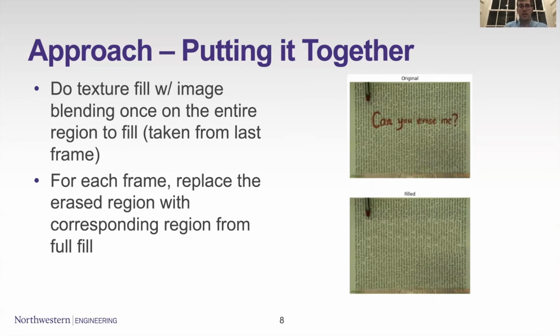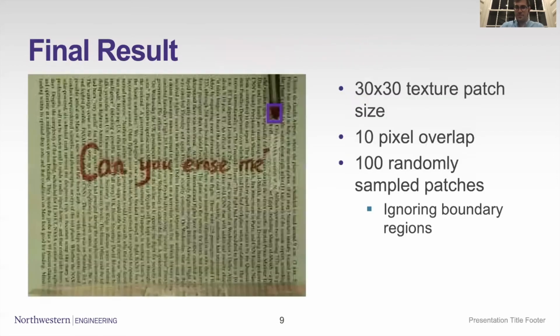For simplicity in terms of computation, and also to ensure that in each frame of the final video the fill always stays consistent in regions that have already been filled, I compute the fill only once on the entire maximum region that needs to be filled in, which is based on the last frame of the video. So you can see here the original final frame, and then the filled-in frame where it has filled the entire erased region using the texture infill method that I just described. And here's the final result that you get after going through all of these steps.